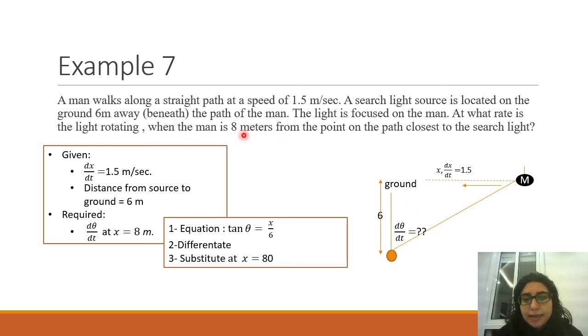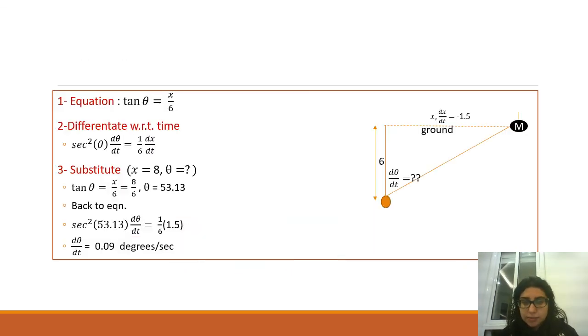When the man is 8 meters from the point on the path closest to the searchlight, so when x is equal to 8. I put here my givens and the required d theta by dt at x equals 8. So the first thing, I need an equation. I thought the easiest one to use is tan theta. This is my theta, the opposite is x, over the adjacent, which is 6. Then I will differentiate, and then I will substitute x equals 8.